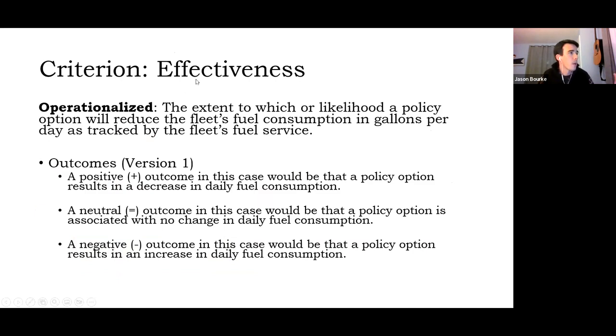So I've chosen to use this criterion, and I'm going to operationalize it. Effectiveness in this case is the extent to which or likelihood a policy option will reduce the fleet's fuel consumption in gallons per day as tracked by the fuel service. So I've given a very specific definition, right? I want to reduce the fuel consumption daily, so we're measuring it on average daily, as tracked by the fuel service, right?